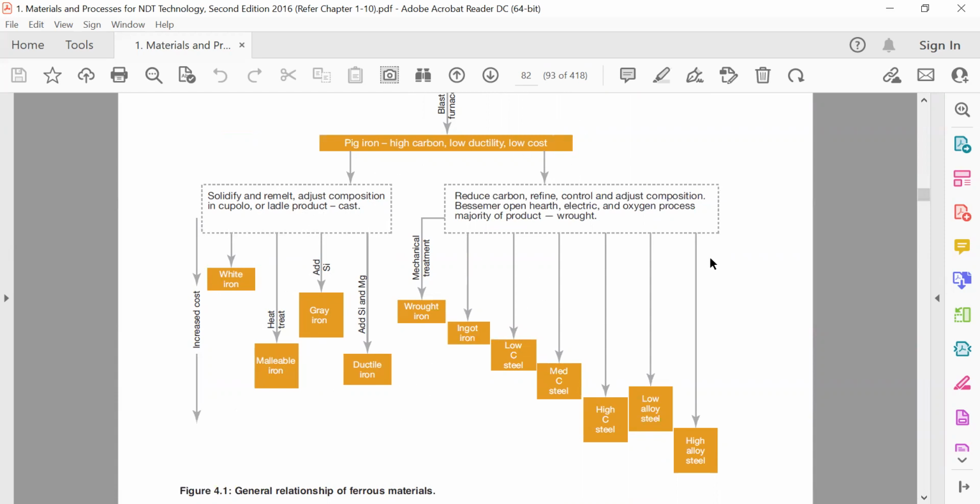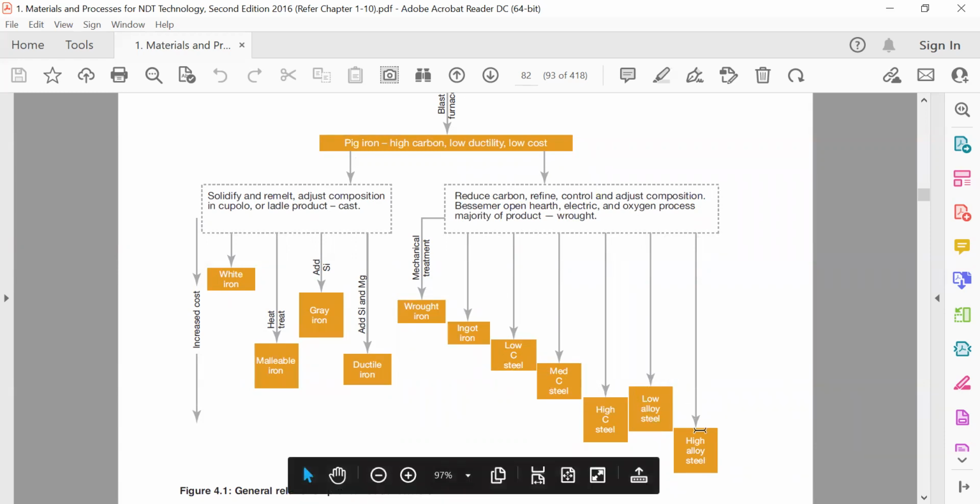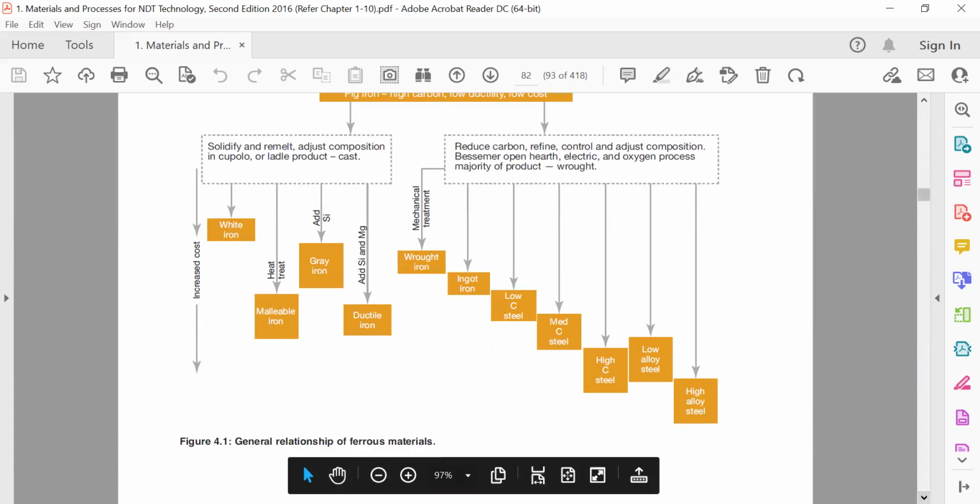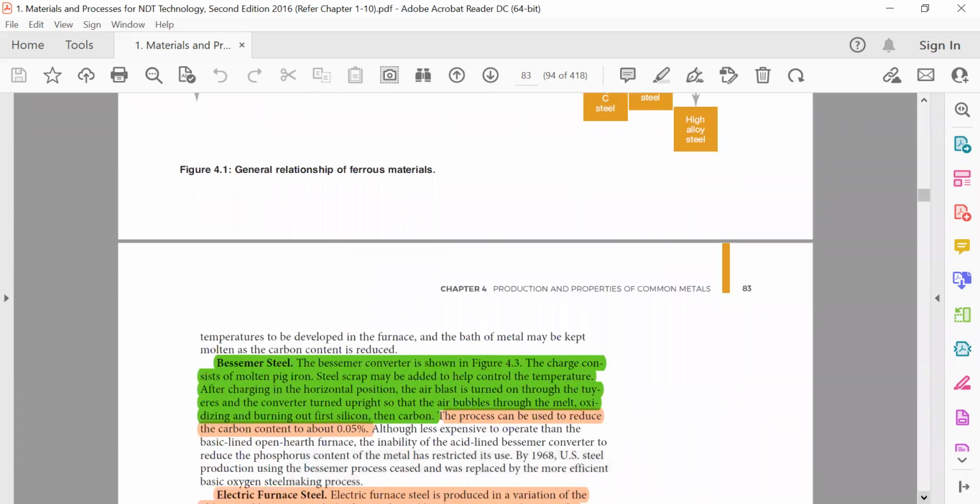But when it goes directly for carbon refinement, control and adjustment of composition, through Bessemer, open hearth, or electric oxygen process, the majority of the product is wrought. They are charging ores, manganese, silica, with a small amount of limestone. They get wrought iron, ingot iron, low carbon steel, medium carbon steel, high carbon steel, low alloy steel, high alloy steel. Depending upon the alloy, they are charging alloy ores.